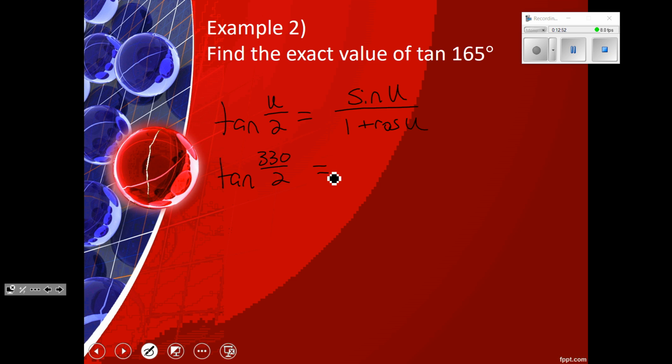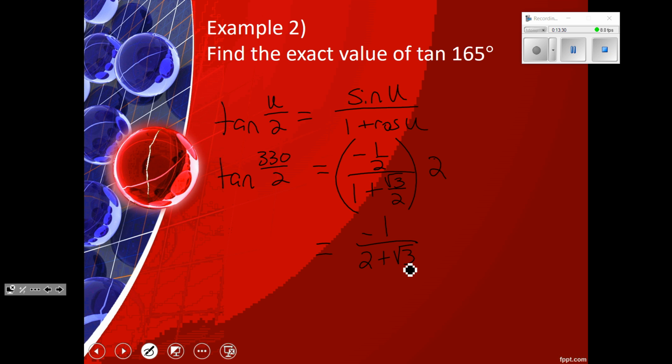Okay? So if I use my unit circle and we go to 330, what's the sine of 330? Negative 1/2 divided by 1 plus the cosine of 330, which is square root of 3 over 2. Now we can't leave it just like this because it's a complex fraction. It's a fraction within a fraction, so you got to get rid of that part. So we're going to times everything by 2, and so that will be negative 1 over 2 plus square root of 3.